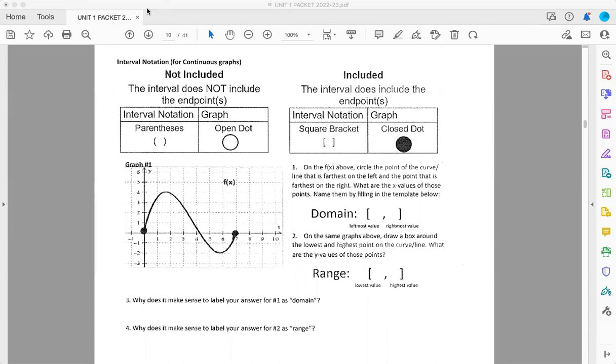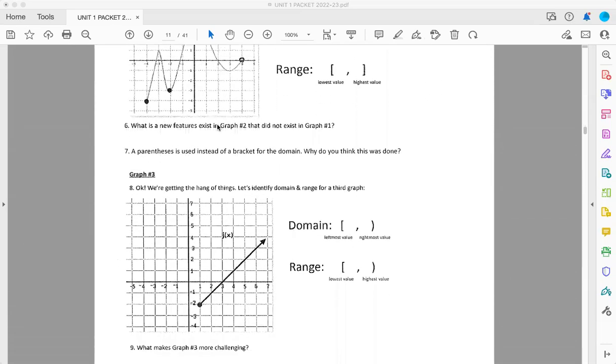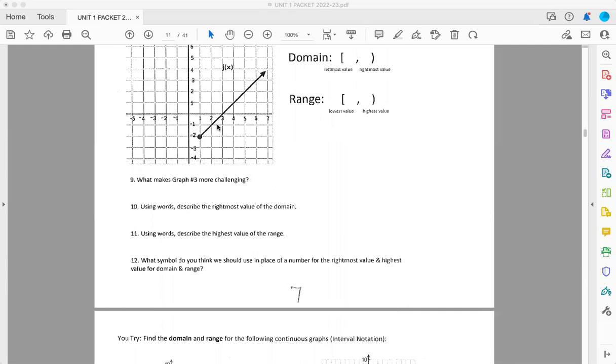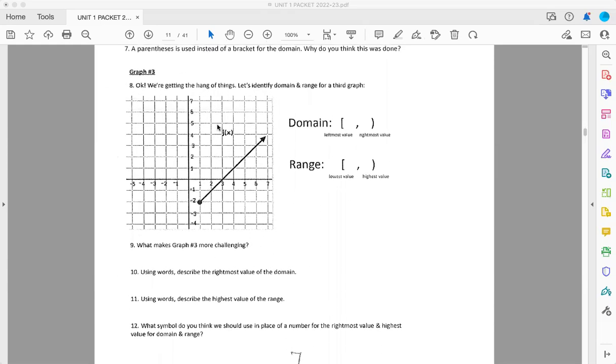Okay. So for example, real quick, let me see if I can find a better example. So let's do number 3, graph 3. Okay. For graph 3, we're getting the hang of things. Let's identify domain and range. So think about the domain. Domain is where does the x value start and where does it end, if it does. This point starts with an x value of 1. So your domain starts at 1. Because it's included, you put a bracket.